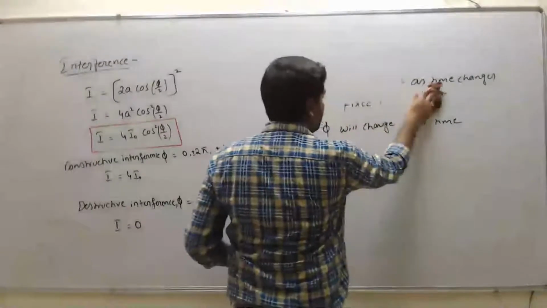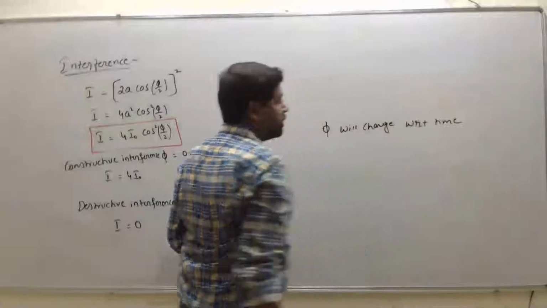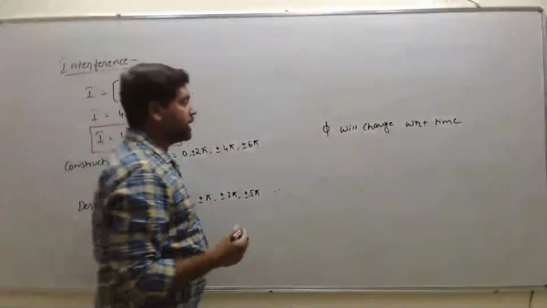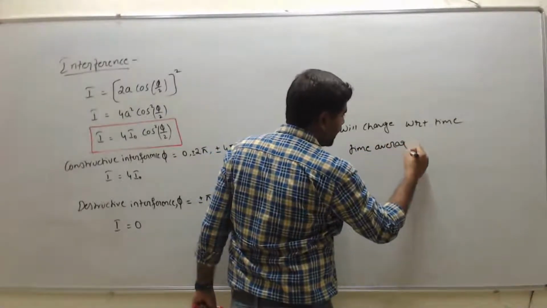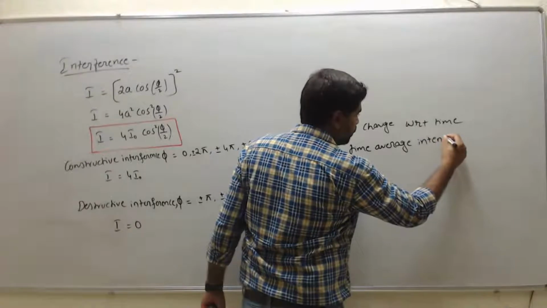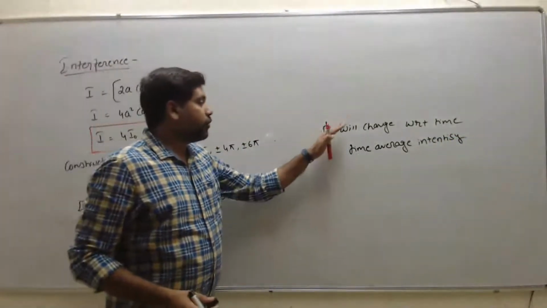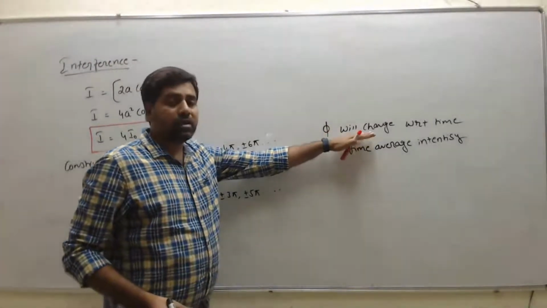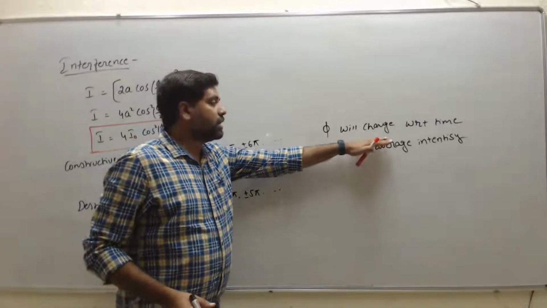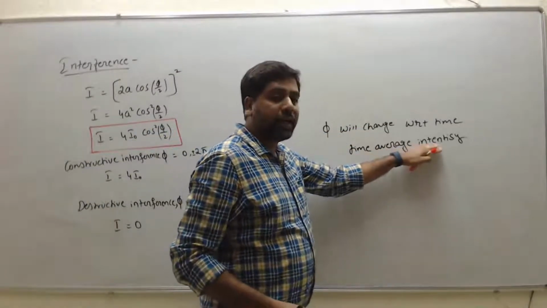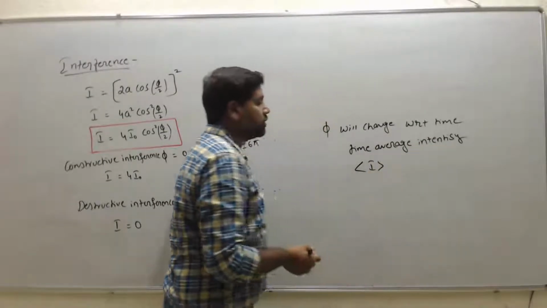So if phi will change with respect to time, then we are going to take the time average intensity, because the intensity is also varying. If the phase difference goes on varying, the intensity values also change with respect to time. Hence, we are taking here the time average intensity. So that is we write I in square brackets.